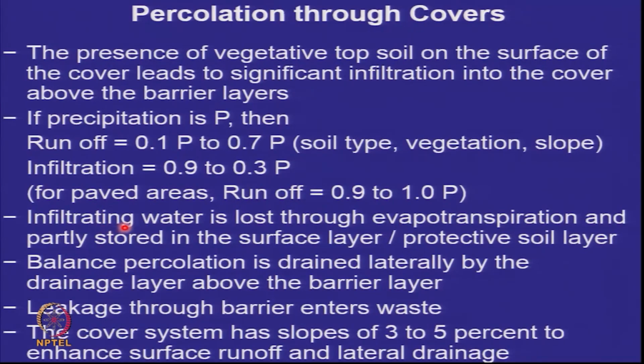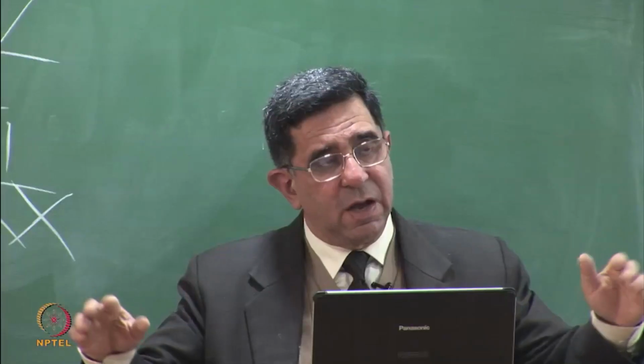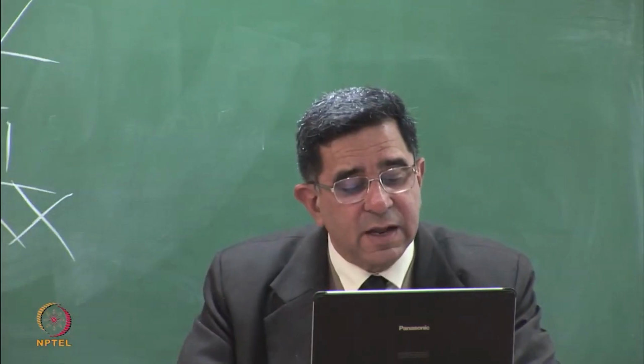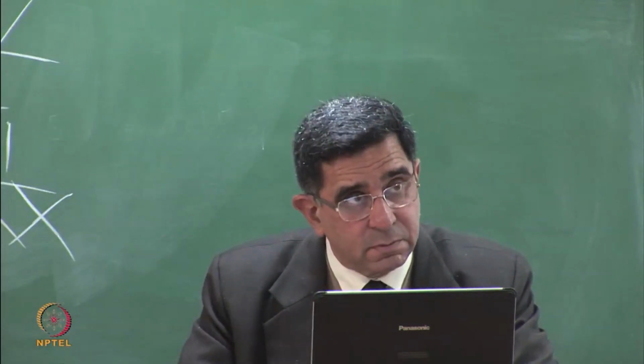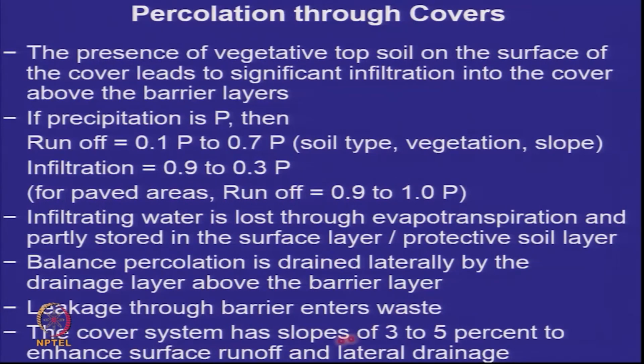And infiltrating water is lost through evapotranspiration and partly stored in the surface layer and the protective layer. Balanced percolation is drained laterally. Leakage through the barrier enters the waste. And typically, to enhance surface runoff, we are giving at the top a slope of 3 to 5% to enhance the surface runoff and lateral drainage.